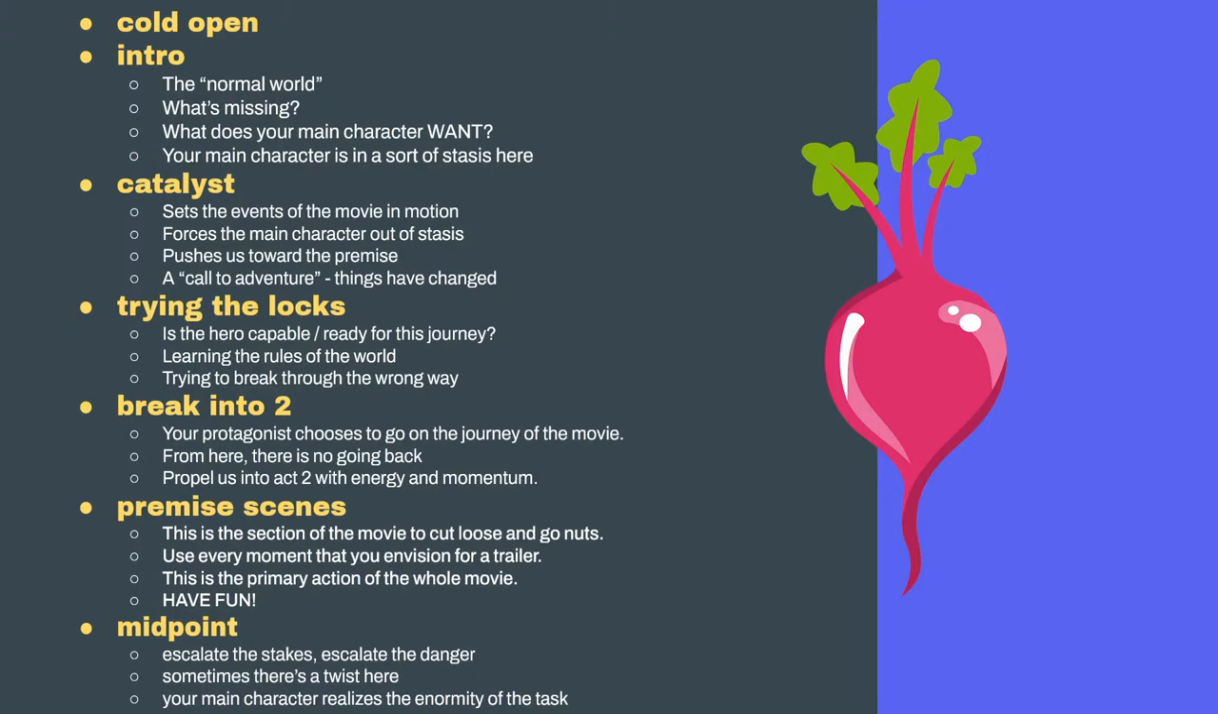Often, if the main character is going to... I just lost my train of thought on this. We're going from trying the locks to breaking into two. I totally lost my train of thought in that sentence. Sorry about that. Somebody tagged me in the chat.